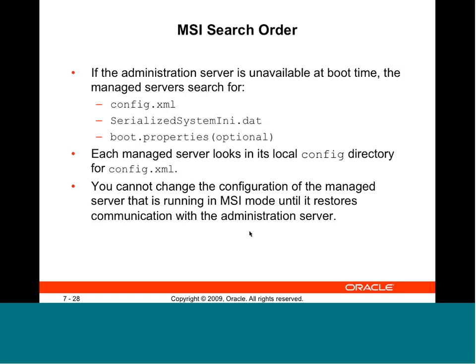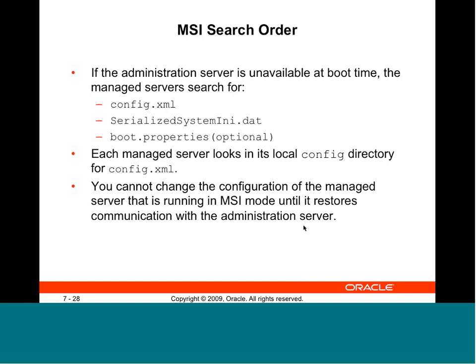Okay. Now this is how booting actually happens. If the administration server is unavailable at boot time, the managed server will search for config.xml, then this dot file and boot.properties, which is optional. Each managed server looks in its own local config directory for config.xml. You cannot change the configuration of a managed server that is running in MSI mode until it restores communication with the administration server. So it ensures that you are not able to change the configuration in config.xml until it is talking back to the administration server.